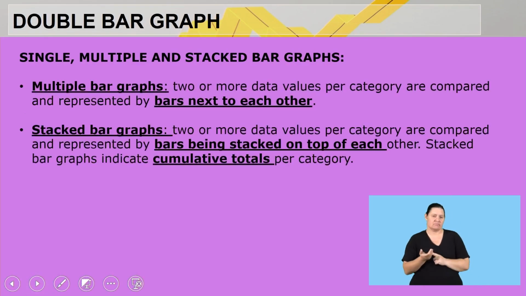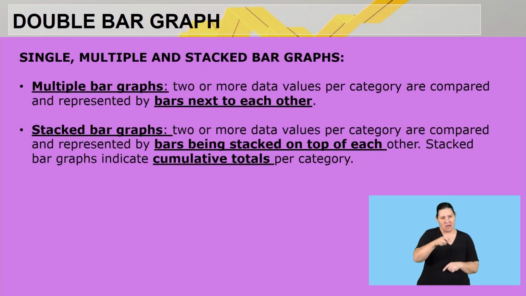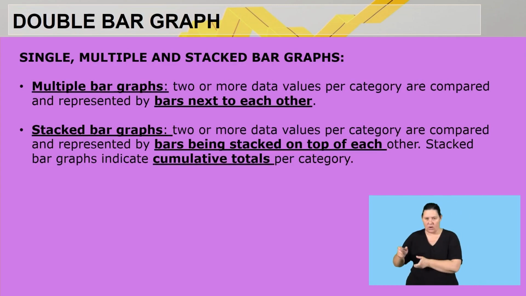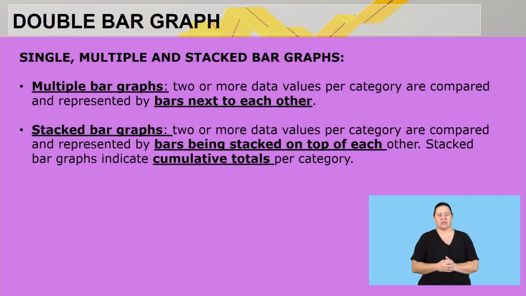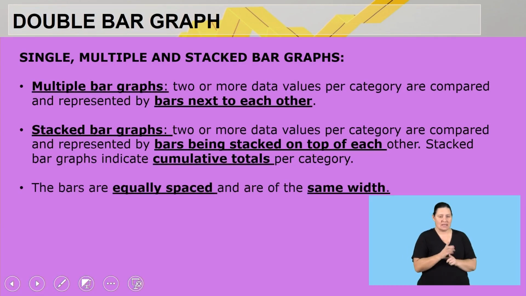So now that is what I indicated. Multiple bar graphs: two or more data values per category are compared and represented by bars next to each other. And then when we look at stacked bar graphs, two or more data values per category are compared and represented by bars being stacked on top of each other. Stacked bar graphs indicate cumulative totals per category. So multiple bar graphs, bars next to each other; stacked bar graphs, bars stacked on top of each other. Also important, the bars are equally spaced and are the same width.